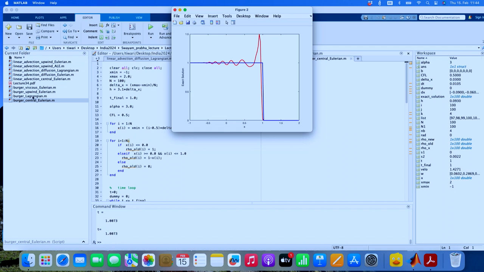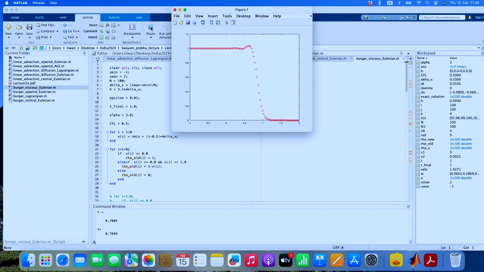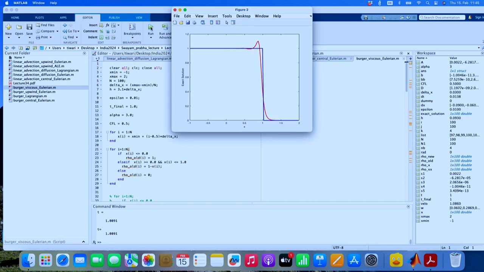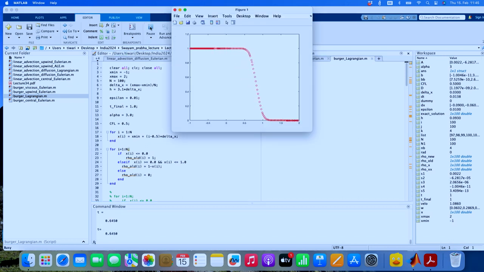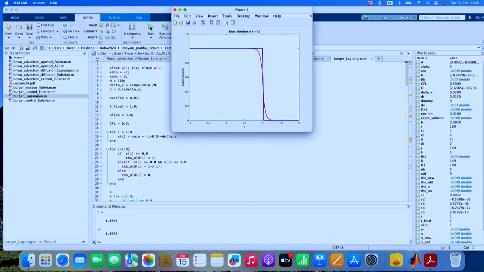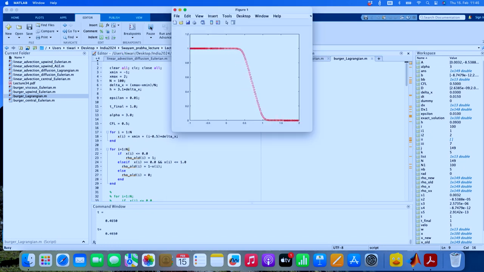Now the viscous Burgers equation: I add some viscosity in the Burgers equation. You see, this is in the Eulerian formulation with the viscous form. When I have the Burgers equation with the viscous form, it's fine. For epsilon, I have taken 0.01 with the viscous form, and I am getting no oscillation.